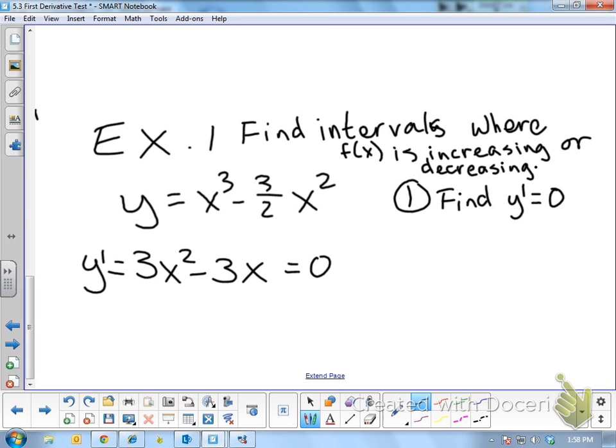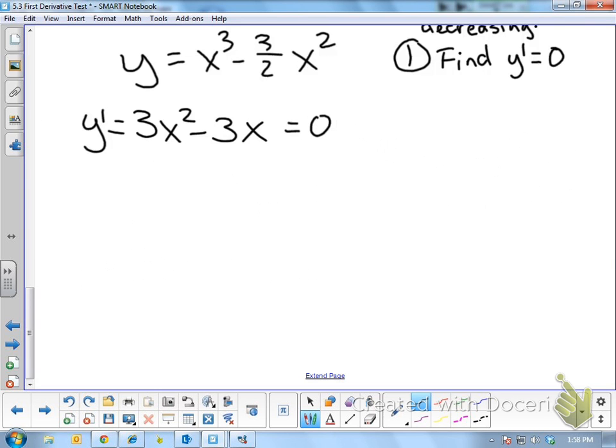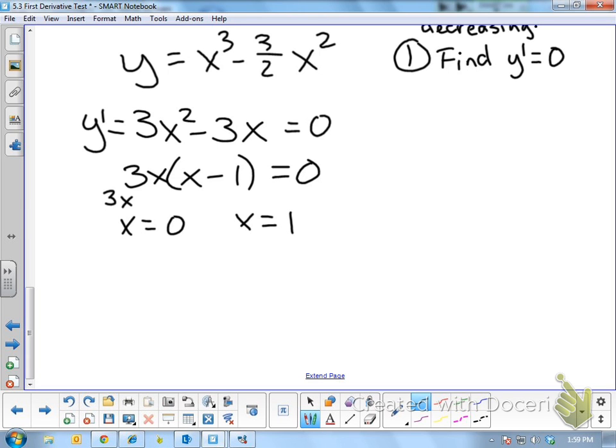How do I solve that without a calculator for now? Factor it. I could do the quadratic formula. Never divide out a variable though, then you get extraneous solutions. So we set it equal to 0, we're finding two x values, 0 and 1. Why is the first one 0? If I set 3x equal to 0, what do I have to do to get rid of 3? Divide. 0 divided by 3 is still 0.